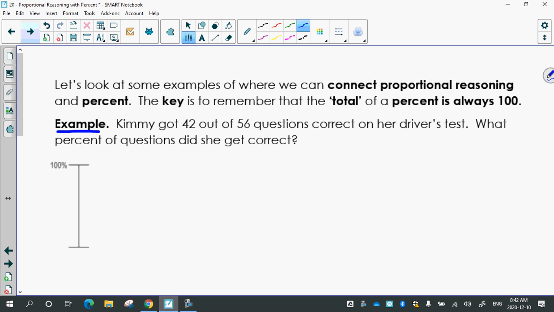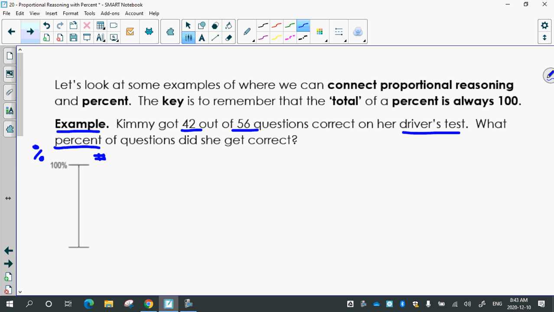So our first example says Kimmy got 42 out of 56 on her driver's test. What percent of questions did she get correct? So this is a classic percent question. What percent did I get on my driving test? Okay? So the top on the left side is always going to represent 100%. This is the percent side, and this is the number side. So 100% represents the top.